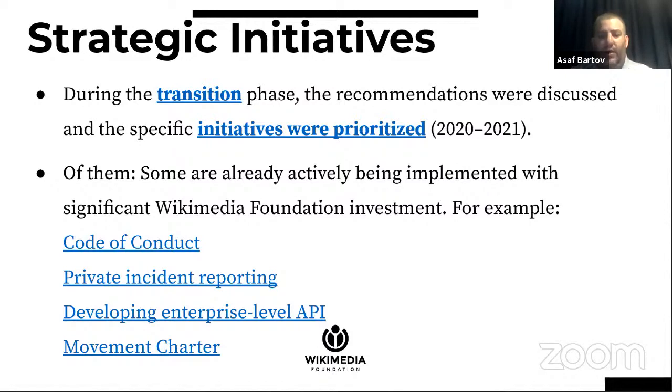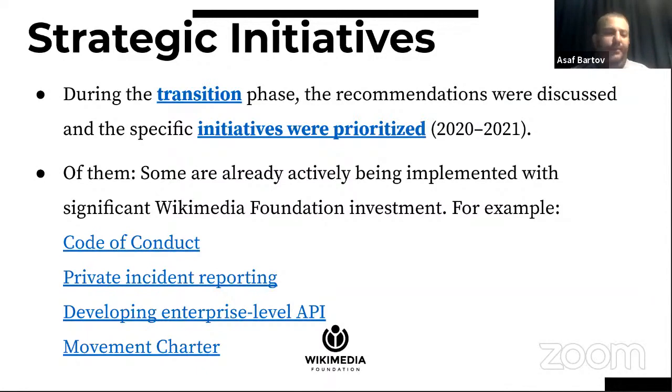Some examples that you are probably aware of, the Code of Conduct, which was a strong recommendation in the movement strategy, has been worked on or facilitated by the Wikimedia Foundation, conversations about it. The Universal Code of Conduct was approved by the board. Now there are conversations about enforcing the Code of Conduct.